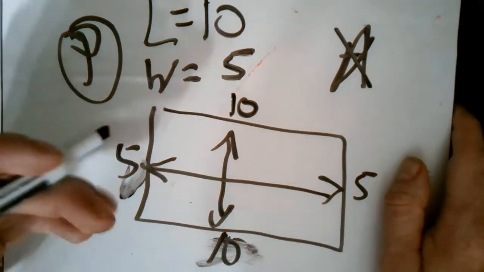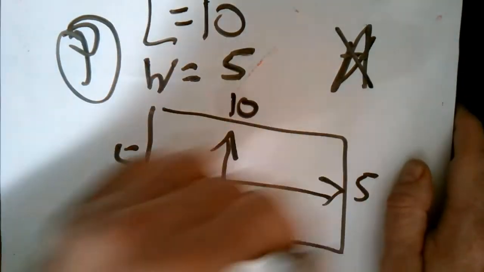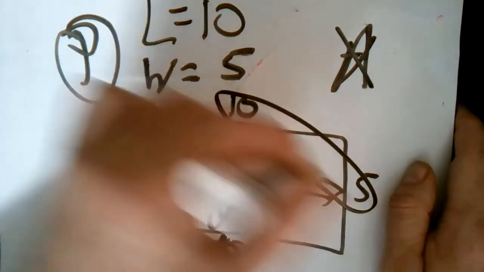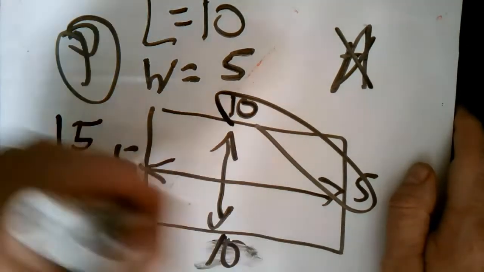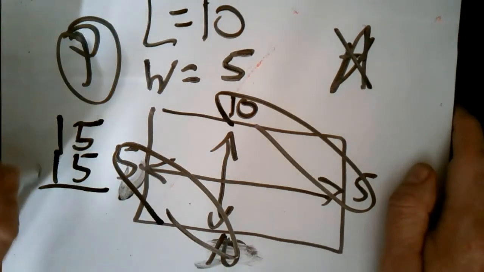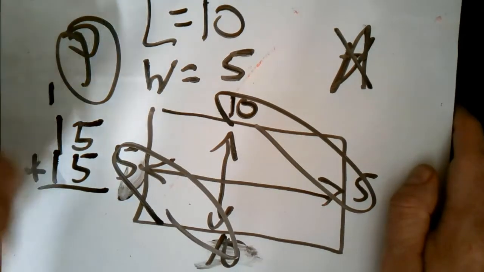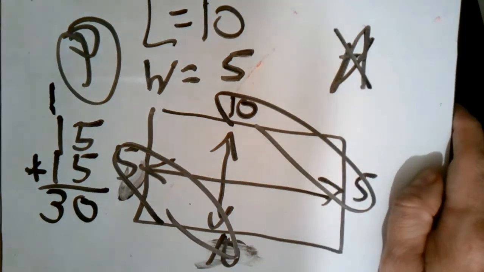Okay? You can do any combination you want. 10 plus 10 plus 5 plus 5. 10 plus 5 plus 10 plus 5. You could do these two. What's 10 plus 5? 15. Well, it's the same thing over here. So what's 15 plus 15? 5 plus 5 is 10. 1, 2, 3. So it's going to be 30.